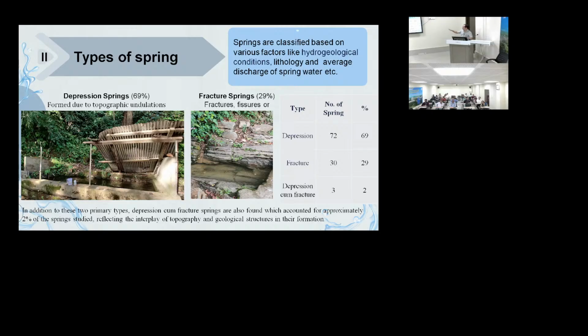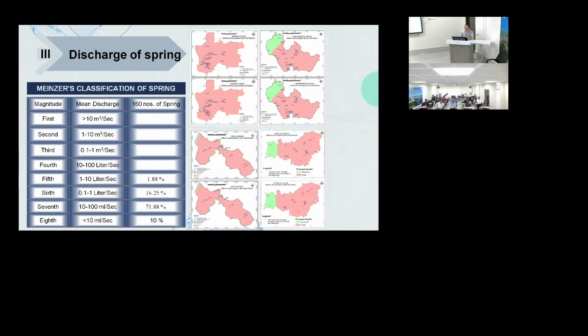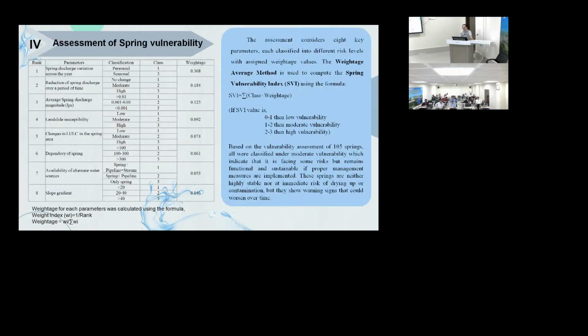So we found that most of the springs in the study area in Kohima district are depression springs, and around 29% are fracture springs. Some of the springs are depression-cum-fracture springs, which comprise both depression and fracture types. And most of the discharge, as I mentioned earlier, is in the range of 10 to 100 milliliter per second.